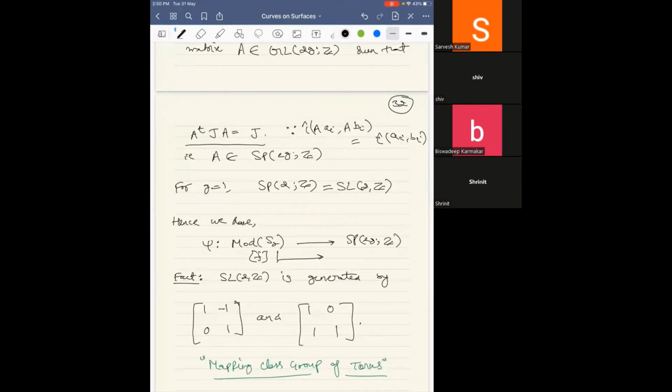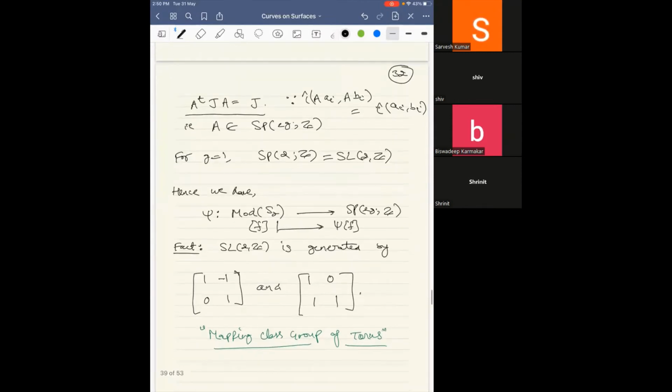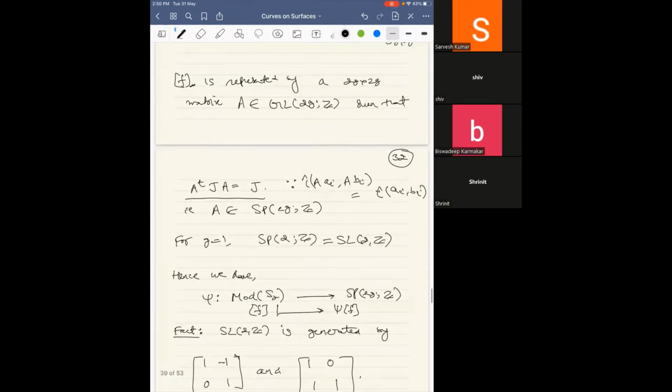So what is this psi of x? This is simply the action on homology. So this is a map from Z^2g to itself, right? And that Z^2g, you can regard it as a vector space, though it is not a field. So it is a map from Z^2g to itself, and you can represent that map by a matrix, right? Is there a problem?